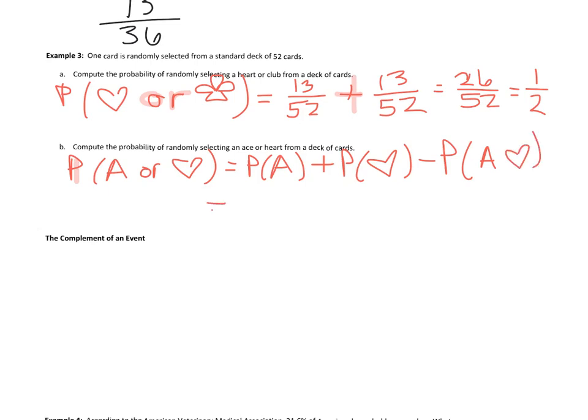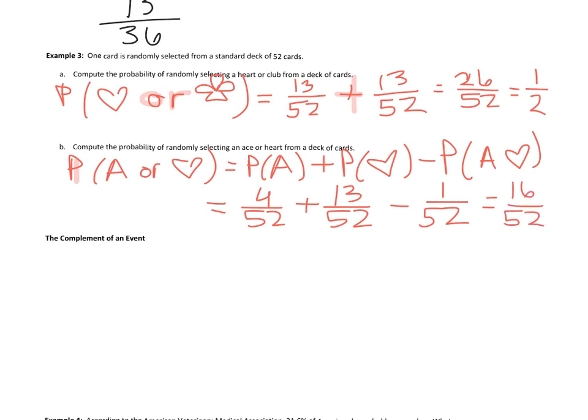Okay, so there's 4 aces in a deck, so 4 out of 52. There's 13 hearts in a deck, so 13 out of 52. And there's 1 ace of hearts. So that's how we're setting up our probabilities. Same denominators. 4 plus 13 is 17, minus 1 is 16. So we can just write it as 16 over 52. If you wanted to reduce it, you can, and that's going to be 4 over 13. So there you go.